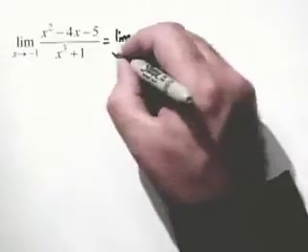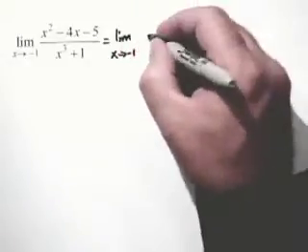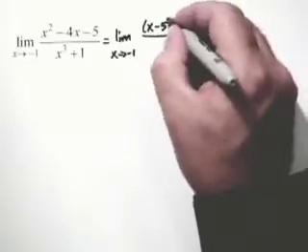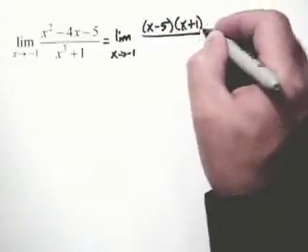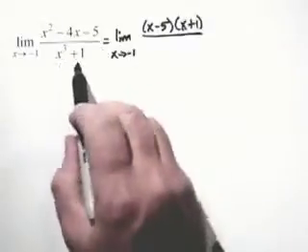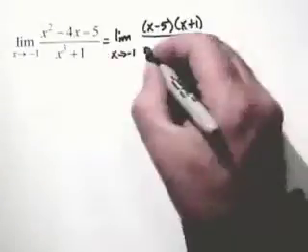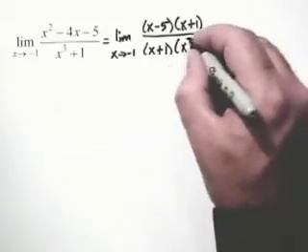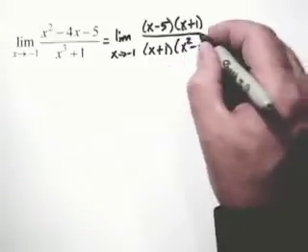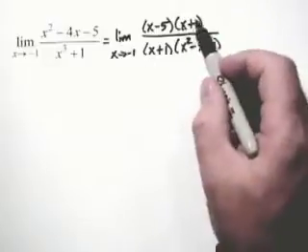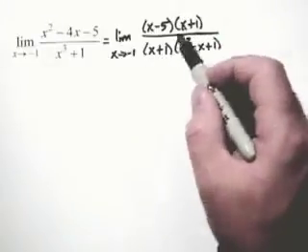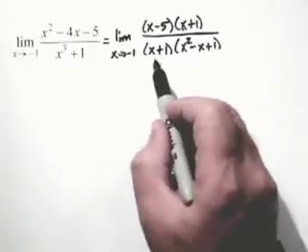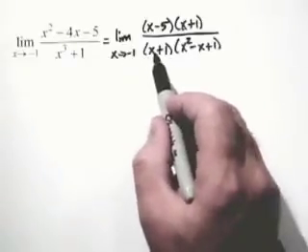And we'll have the limit as x approaches negative 1. In the numerator, we can factor it as x minus 5 times x plus 1. The denominator is the sum of two cubes. We can factor that as x plus 1 times x squared minus x plus 1. And we notice that we have a common factor, x plus 1, in the numerator and denominator. If we put in x equal to negative 1, we will get 0 for the value of that factor.